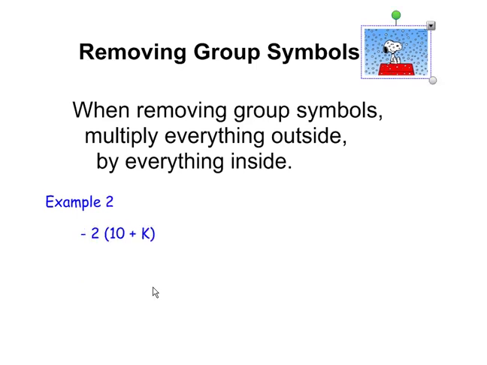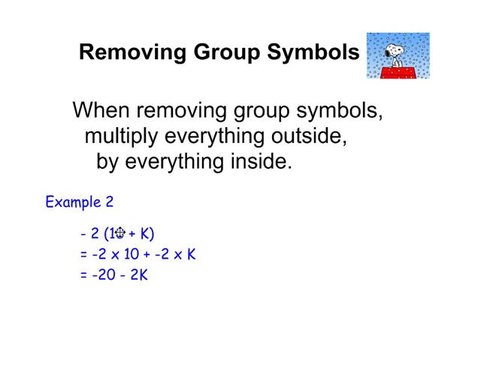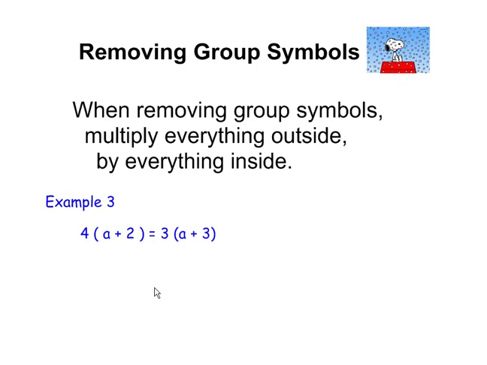Same sort of thing in example 2. Minus 2 times 10 plus minus 2 times k. And so obviously minus 20 minus 2k, again we can't collect any more like terms, so that's our answer. Now it gets a little bit trickier. In example 3 we actually have grouping symbols on both sides of our equal sign there. Now what we have to do obviously is actually remove the grouping symbols from the first side and then the second side. So we actually have to remove them from both.